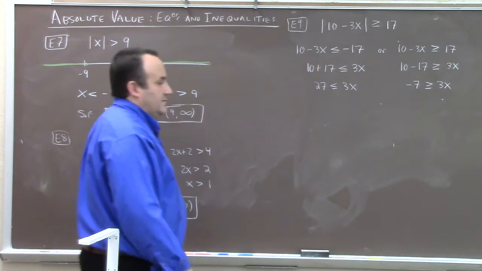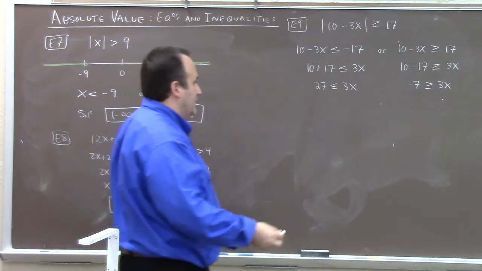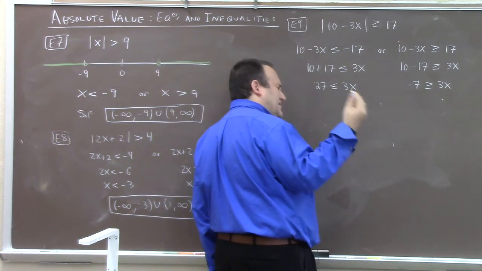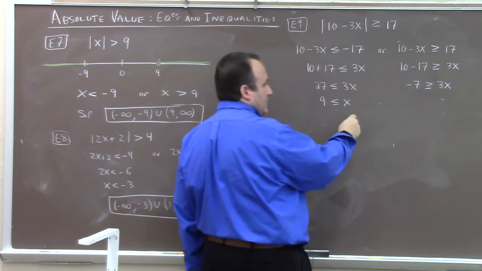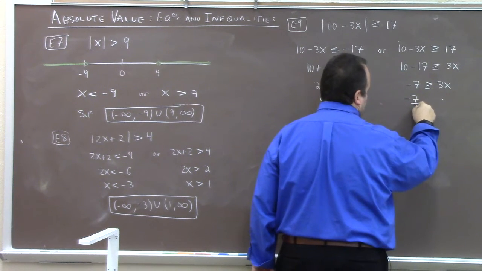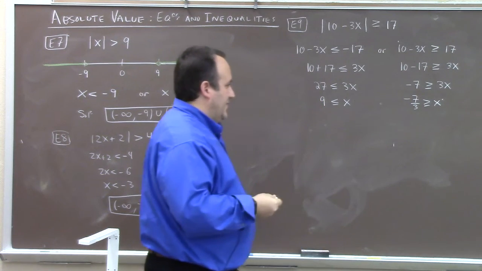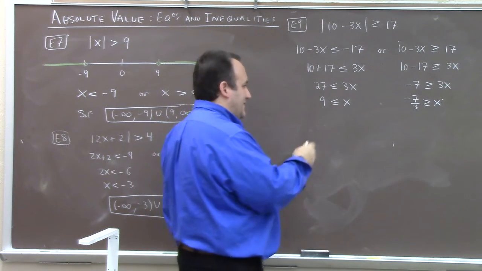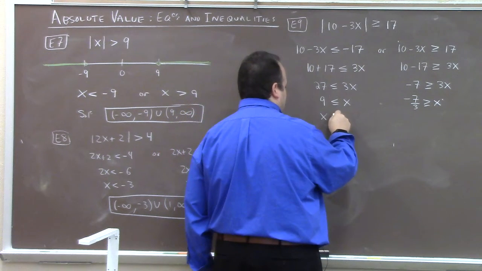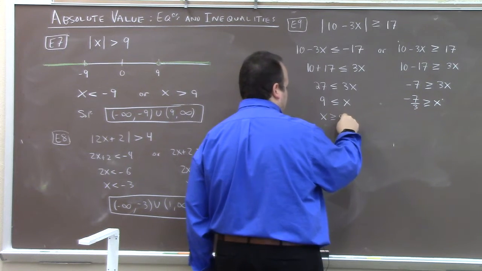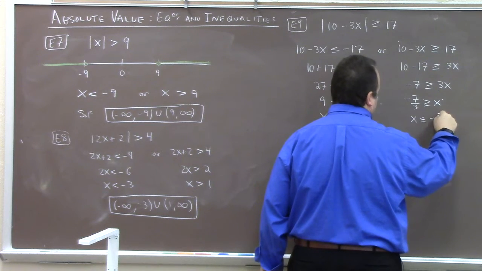Now, divide by 3, which does not change the inequality because we're dividing by a positive number. And we get 27 over 3 is 9. So 9 is less than or equal to x, or minus 7/3 is greater than or equal to x. Now, I think it's healthy to rewrite these. I like to flip both of these and look at them as x is greater than or equal to 9, or x is less than or equal to minus 7/3.